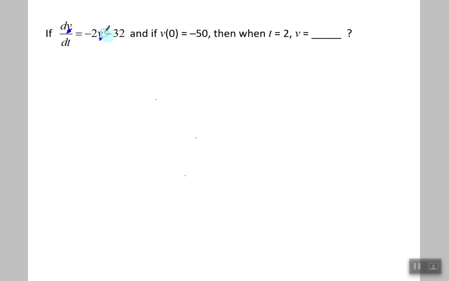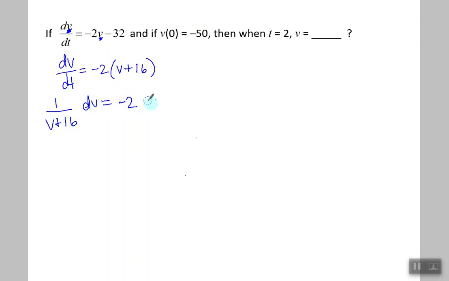So we're going to move this v expression to the other side. But first, it would be easier if we don't have to take over too many constants. So let's see if I can factor this, which of course I can. dv dt equals negative 2 times v plus 16. Now I don't have to do it this way, but it's going to make it easier if I don't have to take as much over to the dv side, and I can leave a little bit on the dt side. So dividing by v plus 16, or multiplying by its reciprocal, I get 1 over v plus 16 dv equals negative 2 times dt.